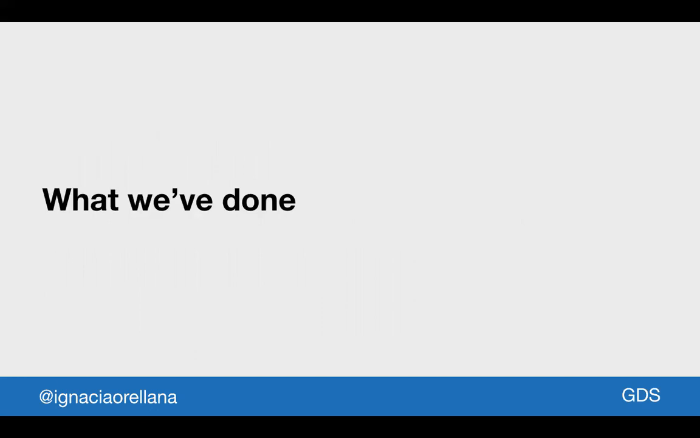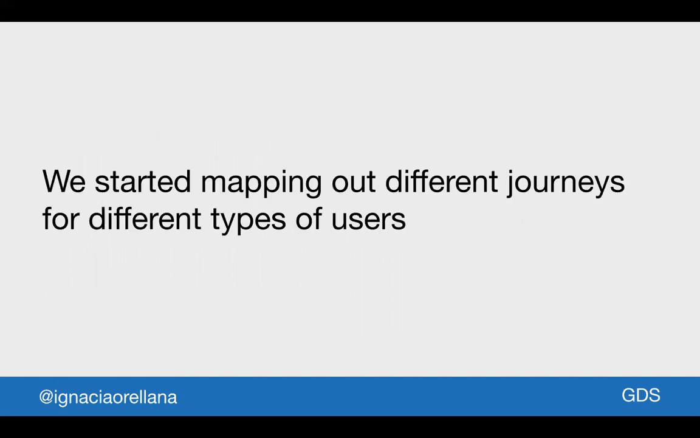So I'll show you how we've tried to address some of these issues and how we can support and enable users to use our products. So to understand our users, their challenges and needs, we started mapping out the different journeys for different types of users. This helped us to highlight pain points and show opportunities for improvement.